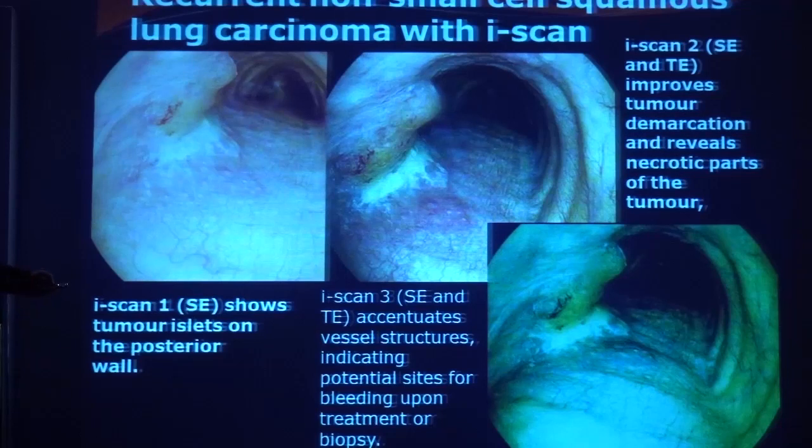iScan 3 only tells you where it ends. This is what iScan 3 really means in bronchoscopy. But iScan 2 is very informative.